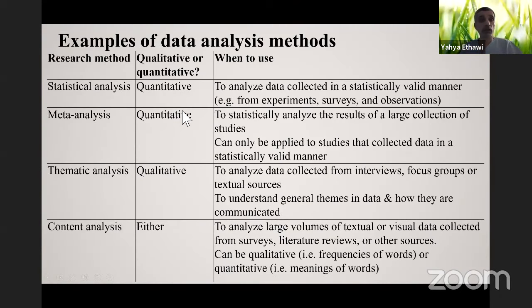So here are examples of data analysis. Statistical analysis is quantitative. Meta-analysis is quantitative, while systematic review is qualitative. Remember, meta-analysis is quantitative because you're taking the raw material. Thematic analysis is qualitative because you're just describing, collecting data from interviews or focus groups or textual resources. Content analysis is another example, and systematic review can be either quantitative or qualitative.